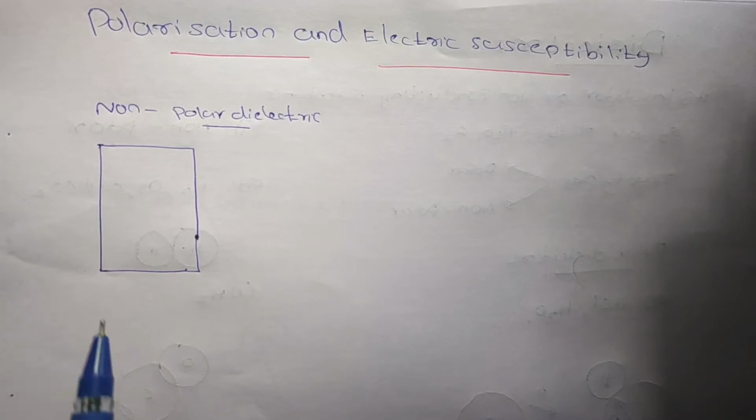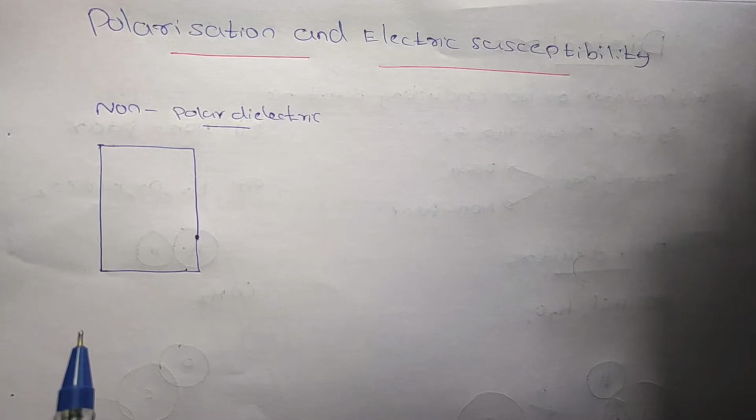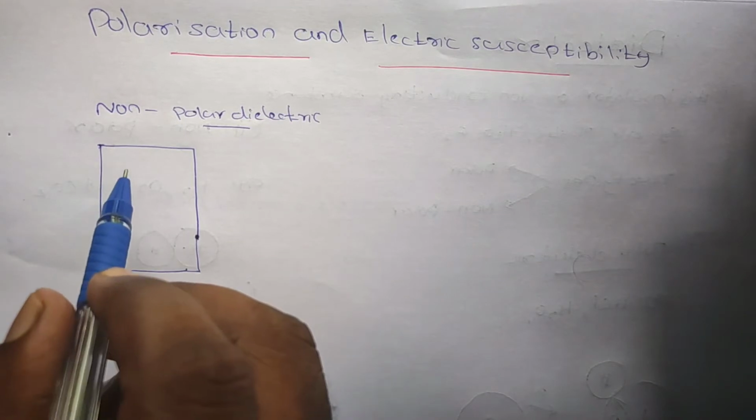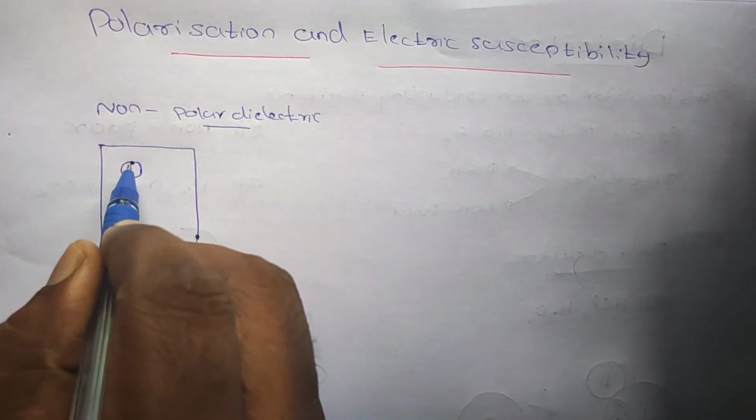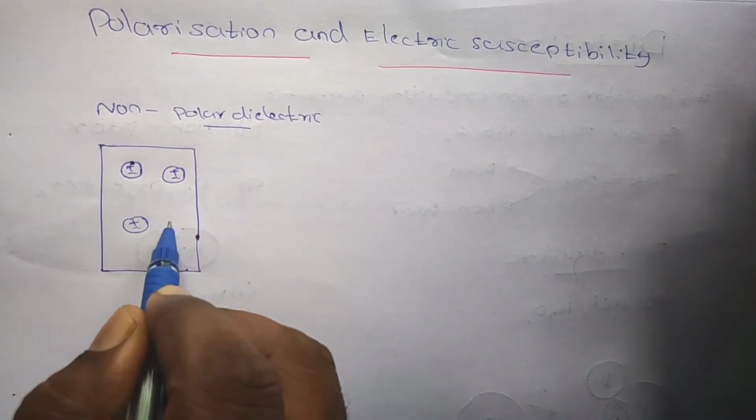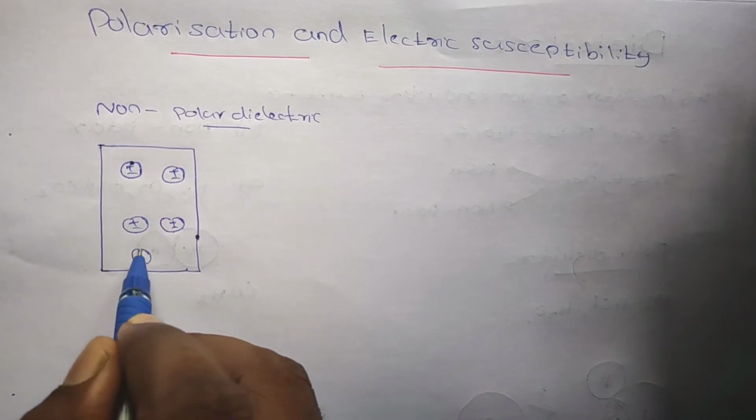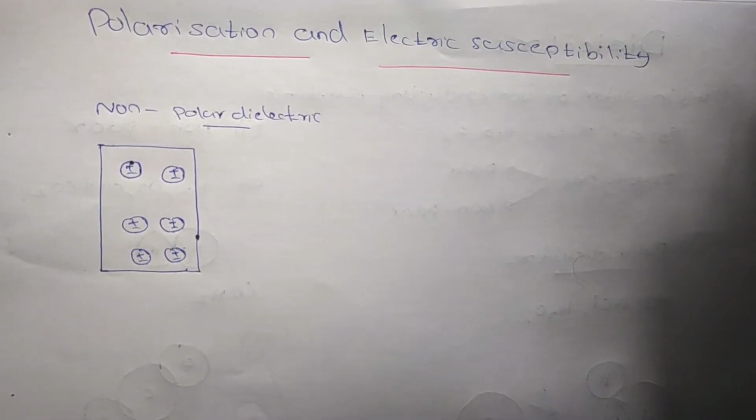In the case of a non-polar dielectric, the molecules are similar in size so that the net dipole moment is 0. Clear? That means the positive and negative centers coincide. Positive and negative centers coincide.